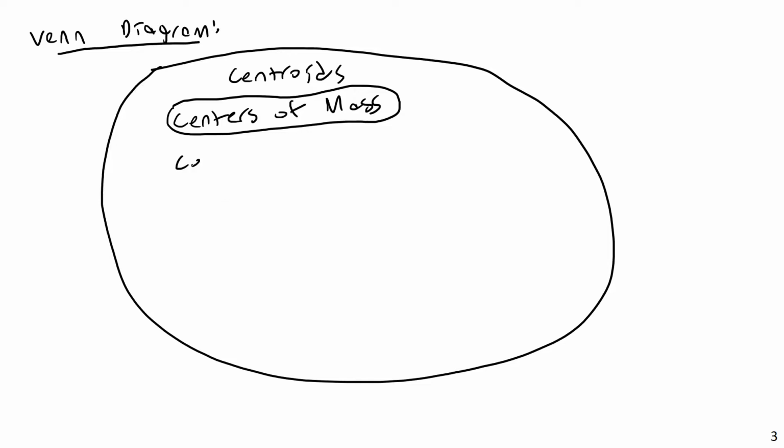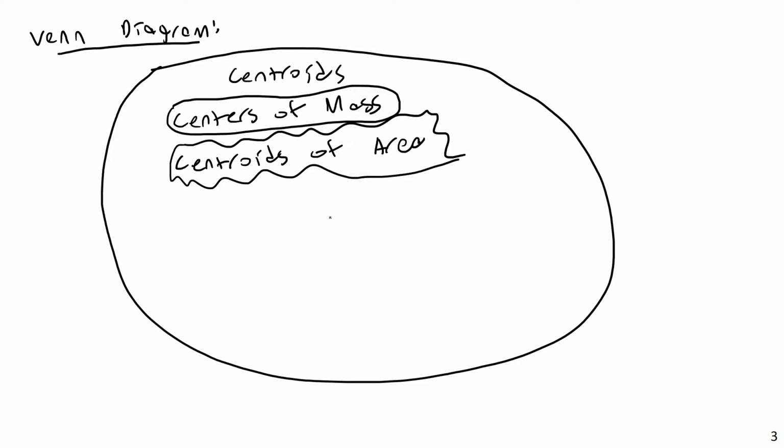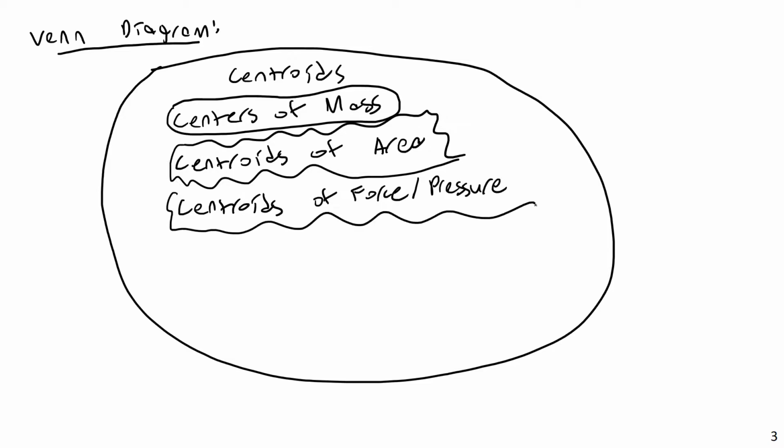But you can also have centroids of area, and that's what I'm going to focus most on in this lecture, because honestly, in terms of most areas of mechanical and civil engineering, at least in terms of beam design and torsion and things like that, centroids of area are typically the most important. But you can also have things like centroids of pressure, of force and pressure. We'll see this, or if you take a mechanics and materials course, you'll see that there. Centroids of force and pressure.